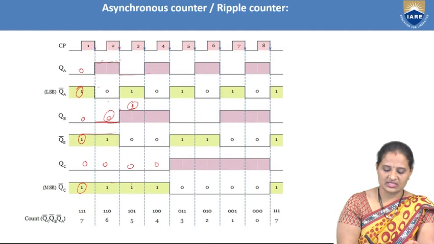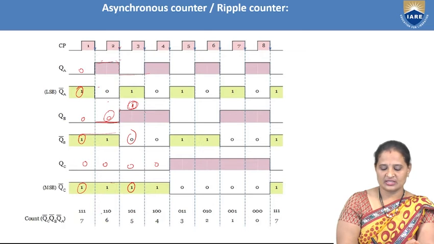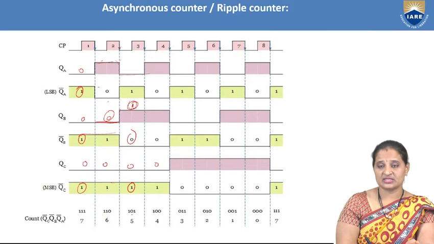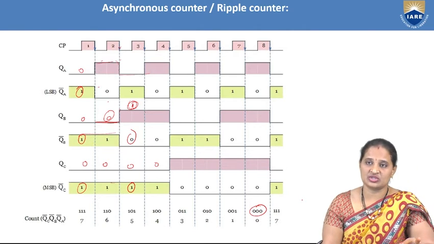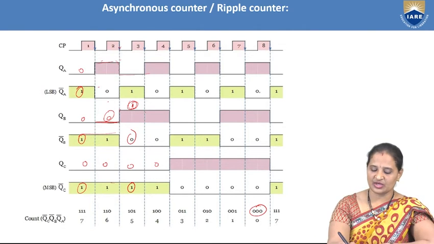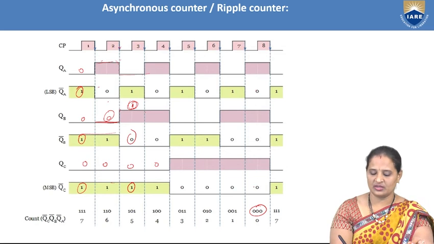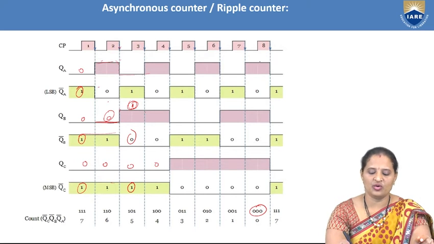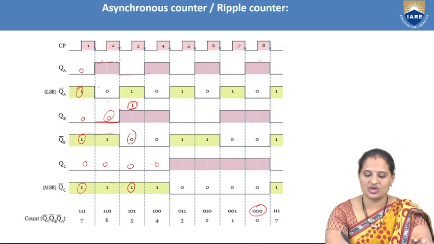So that means what is the state now? 1, 0, 1. Initially it was 1, 1, 1, and it changed to 1, 1, 0, and then during the next clock pulse 1, 0, 1, 1, 0, 0, and so on. Let us try to analyze what happens after 0, 0, 0. So now QA bar, QB, QC are 0, 0, 0. QA becomes what? 1.